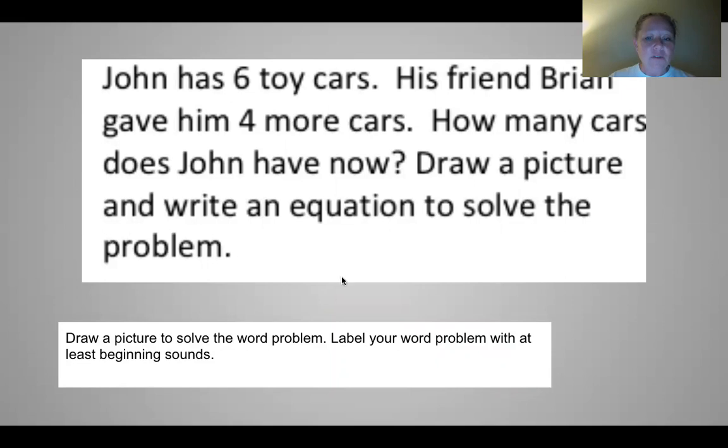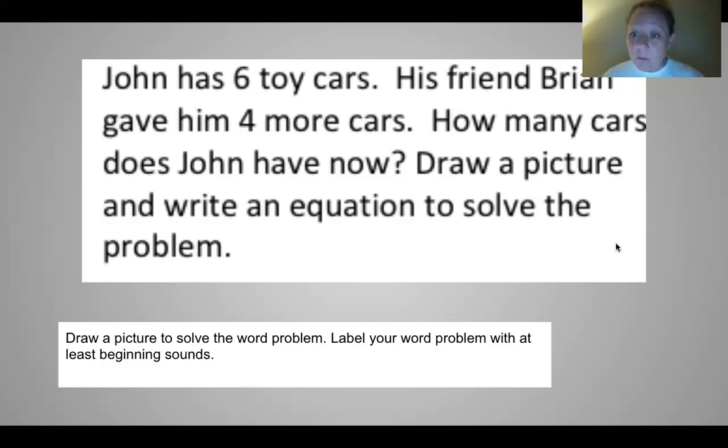So here is our first problem that we're going to work on. John has 6 toy cars. His friend Brian gave him 4 more cars. How many cars does John have now? Draw a picture and write an equation to solve the problem. So I want you to draw a picture to solve this word problem. Label your word problem with at least the beginning sounds.